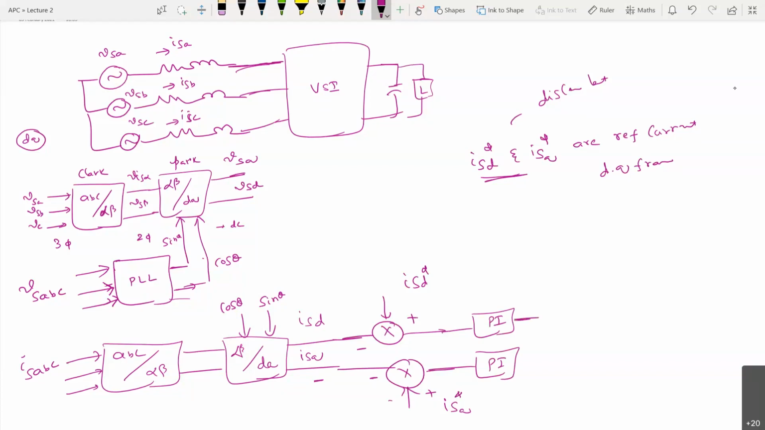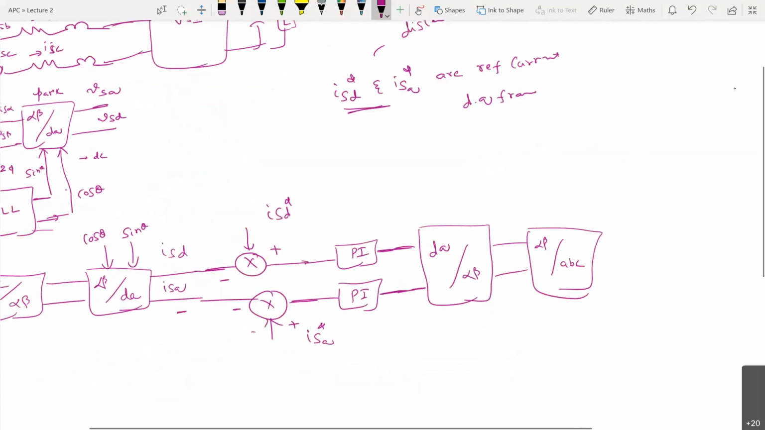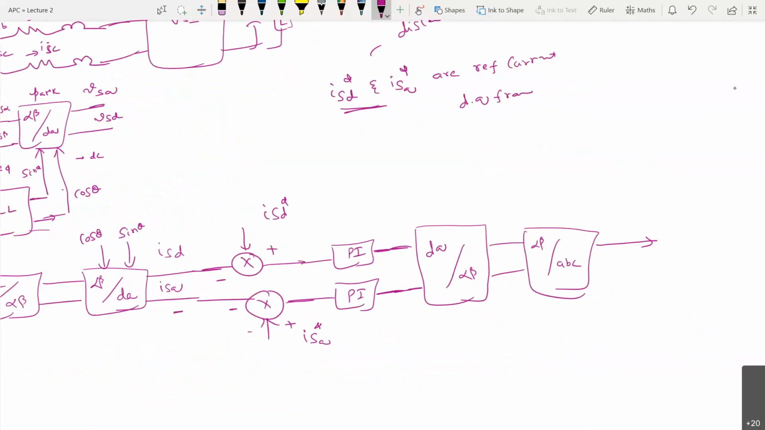Whatever these two generate is in DQ form, so first we convert back to the alpha beta reference frame, and after that we convert from alpha beta back to the ABC reference frame. That generates the reference signal in ABC form. This is the modulating signal for A phase, this is the modulating signal for B phase, and this is the modulating signal for C phase.